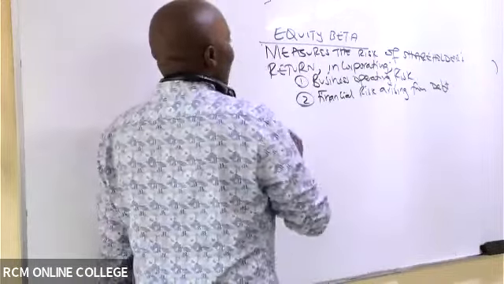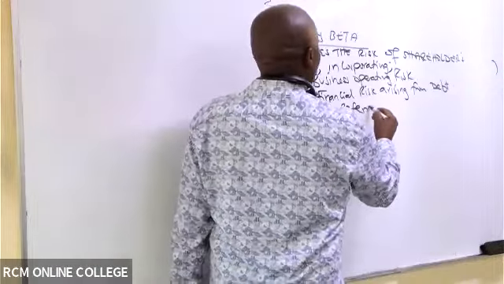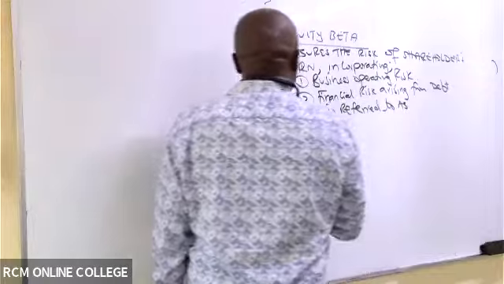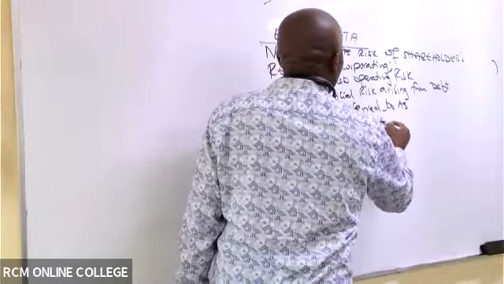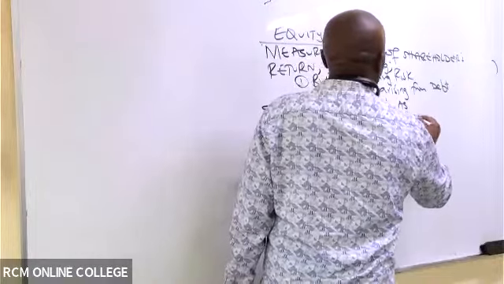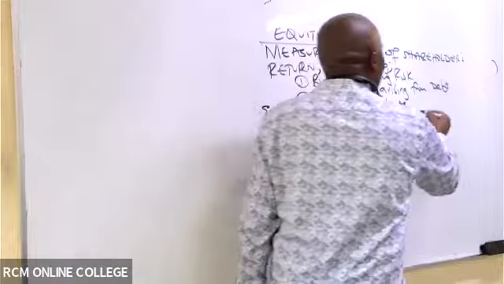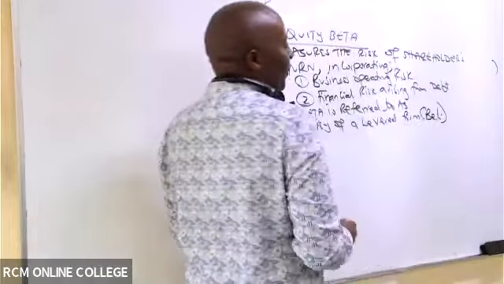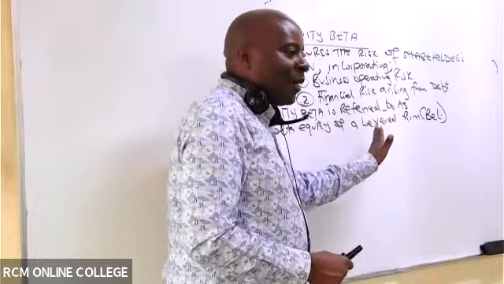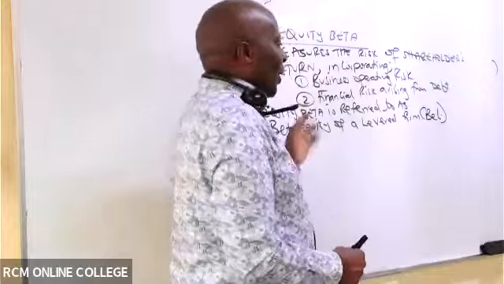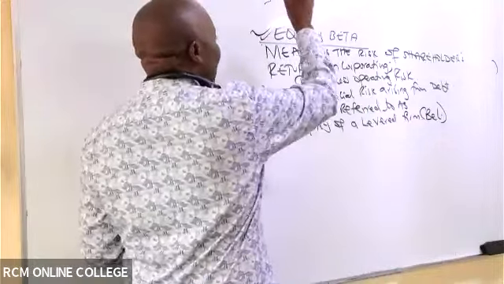That is why, ladies and gentlemen, equity beta is referred to as beta equity of a levered firm, which we shall always abbreviate as BEL. So whenever you hear about leverage, what comes to your mind? Debt. Whenever you hear about leverage, debt is what shall always come to our mind. So equity beta, this is done. Another definition.